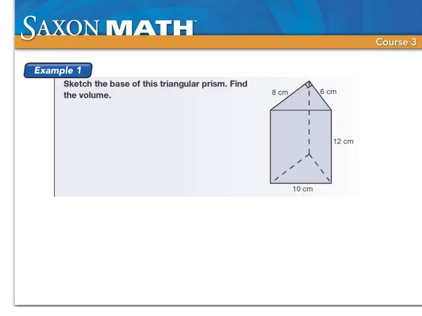Example 1 says to sketch the base of this triangular prism and find the volume. So it's a triangular prism because the base is a triangle. Anytime you're trying to figure out what shape the base is, because on this prism we've got rectangles and triangles, the base is always whatever the prism is named. So triangular prism. If I want to sketch the base, I'm going to sketch this base right here.